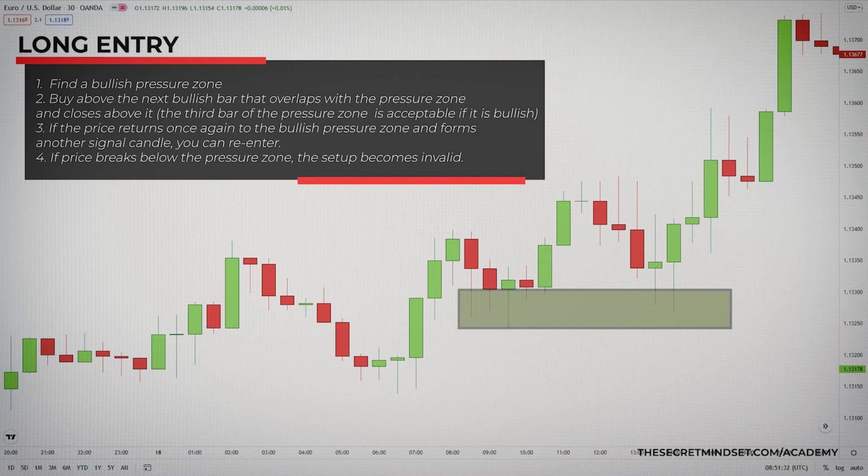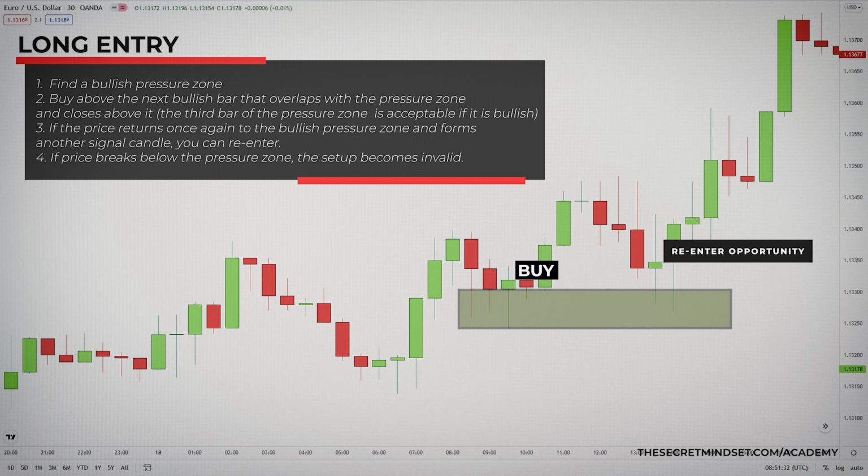Find a bullish pressure zone. Buy above the next bullish bar that overlaps with the pressure zone and closes above it. The 3rd bar of the pressure zone is acceptable if it's bullish. If the price returns once again to the bullish pressure zone and forms another signal candle, you can re-enter.